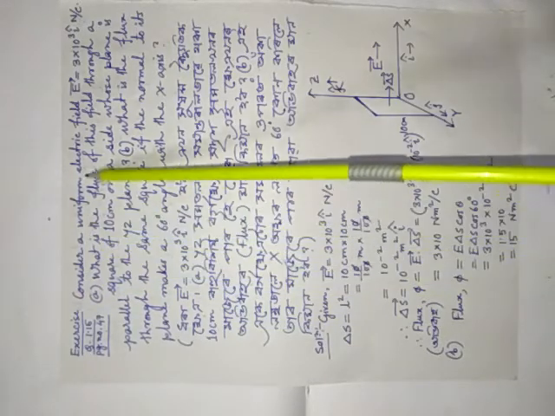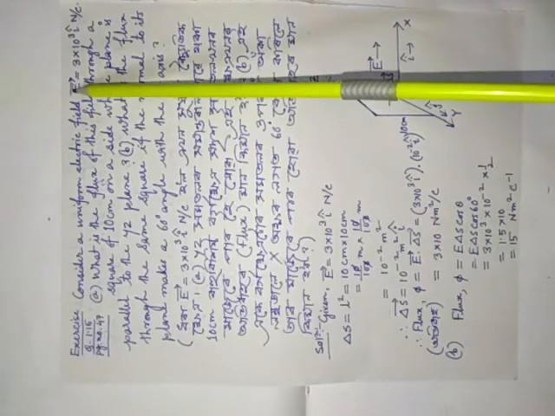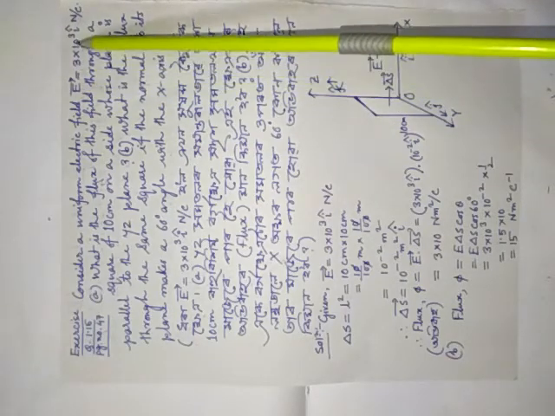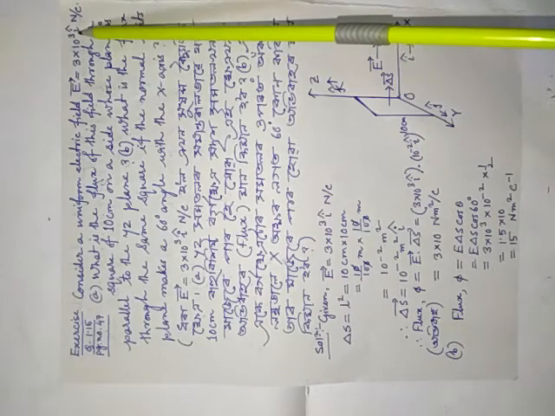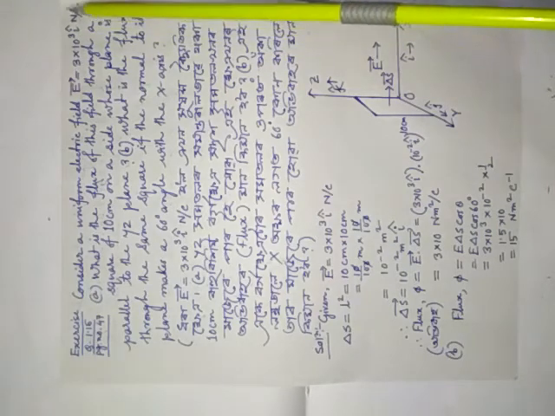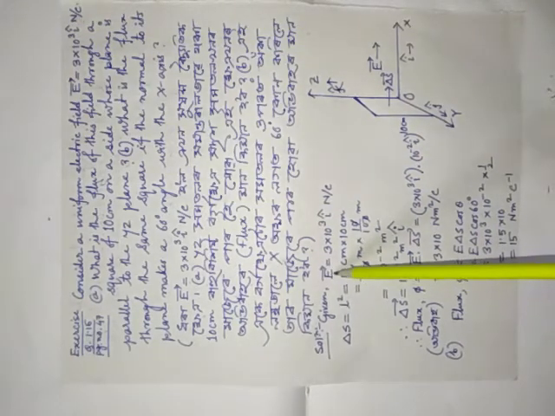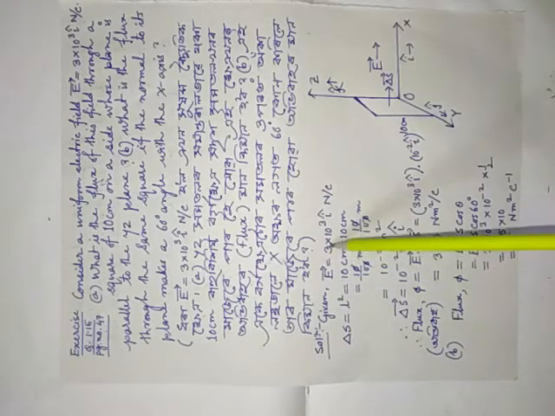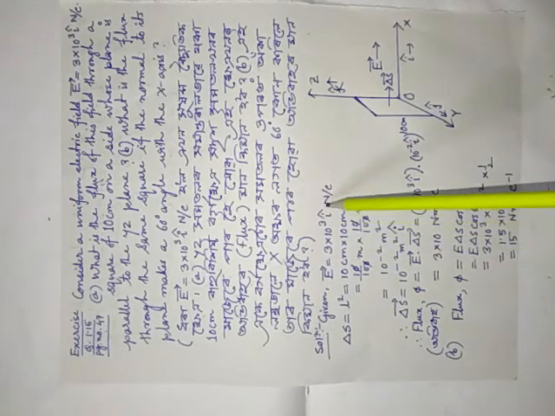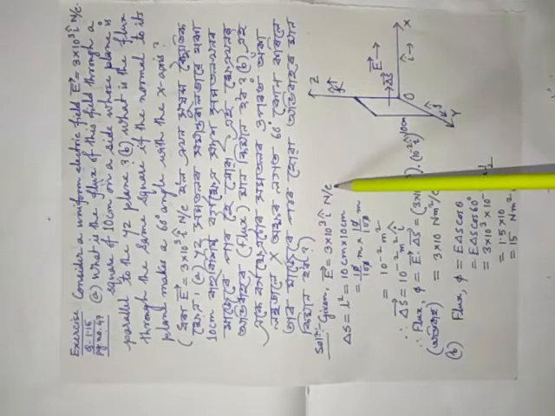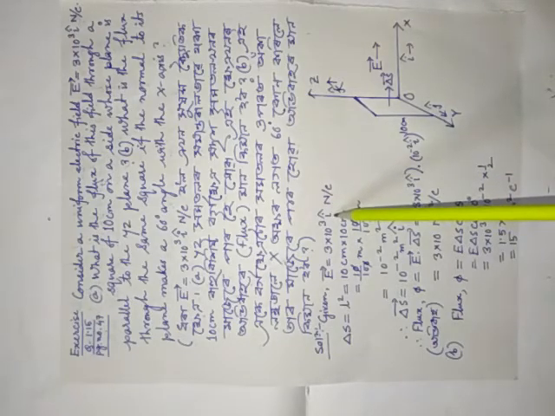Consider a uniform electric field. It is given electric field E vector equal to 3 into 10 to the power 3 I cap Newton per coulomb. Here I have written given what? Electric field intensity E vector equal to 3 into 10 to the power 3 I cap Newton per coulomb. I cap means the electric field vector is along x axis only. Okay, only I cap is given. If J cap would have given, the electric field would have been along y axis. K cap means z axis.